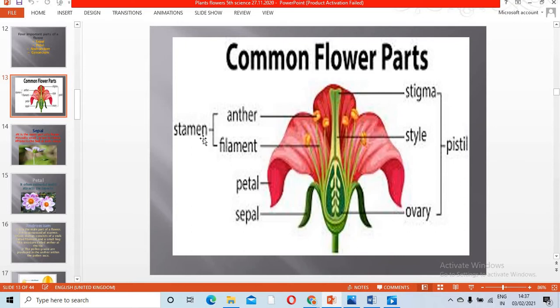On your left hand side you have the stamen, that is the male reproductive part. You have the anther, the arrow mark is showing you the anther, and the filament. Filament is the place where the anther gets attached on top, and the filament gets attached to the bottom of the flower. Next one is the petal, the colorful part, and the last one is the sepal, which is the protective covering for a bud.